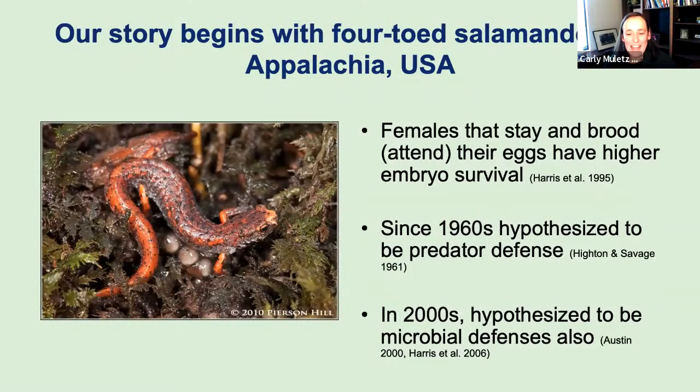But that's all setting the stage for the story that's the main focus today, which is talking about microbial diversity in salamanders and frogs. Our story starts with four-toed salamanders in the Appalachian Mountains of the United States. For those not familiar with the Appalachians, it's in the eastern part of the United States, a long mountain range that is host to more species of salamanders than anywhere else in the world. One of these salamanders is the four-toed salamander pictured here.